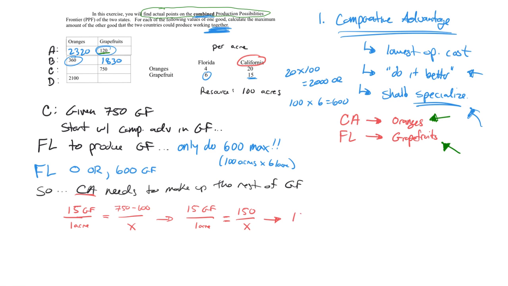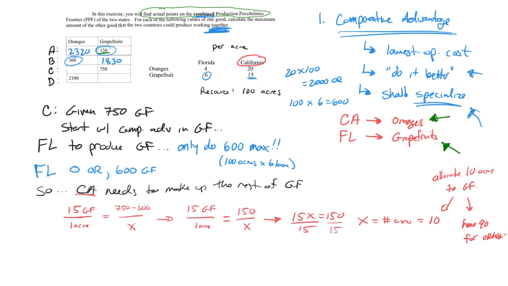Cross multiplication gets me 15x equals 150. I divide by 15, I divide by 15. That's going to tell me x, which is the number of acres they need, is going to equal 10. So I know that California is going to allocate 10 acres to grapefruits in order to make up that difference. And then what does that mean? So they have 90 for oranges. That's the important thing. They have 90 for oranges.